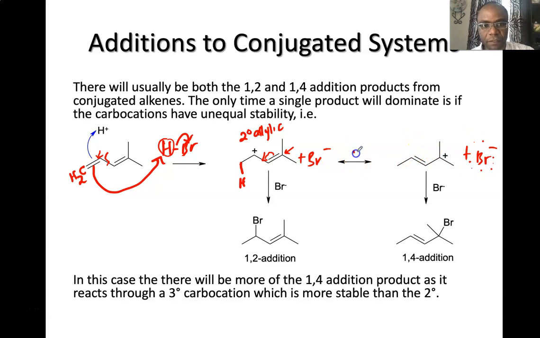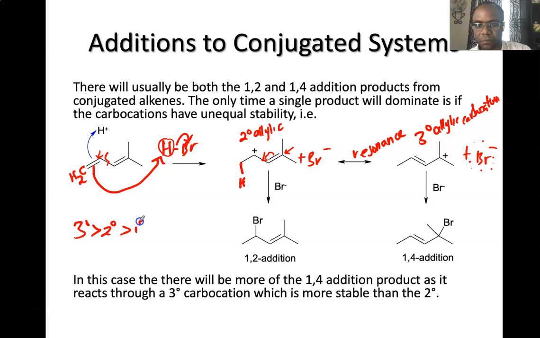Notice that after the resonance of the first carbocation, you get a tertiary allylic carbocation. Remember the rules of carbocations. We say that tertiary carbocations are more stable than secondary, more stable than primary, more stable than CH3. So which of these do you think will give you a lot of products? This is secondary, this is tertiary. Both of them are allylic carbocations.